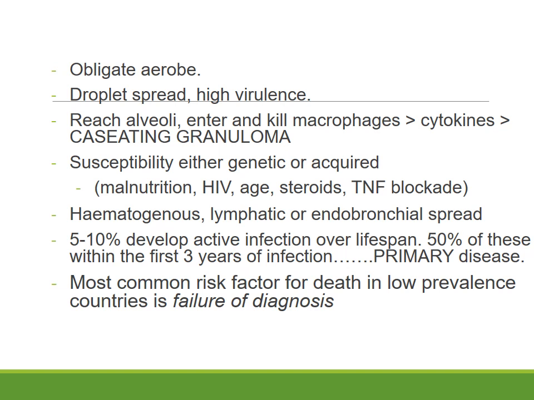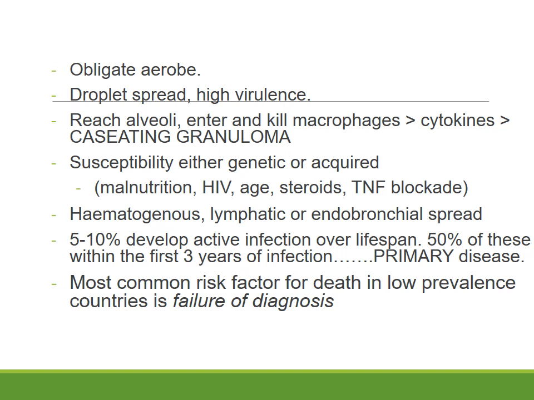It reaches the alveoli, enters and kills macrophages, then cytokines are produced and a caseating granuloma is formed. Susceptibility is either genetic or acquired, for example, malnutrition, HIV, age, steroids, TNF blockade. Now we will talk about the spread. It can be hematogenous, lymphatic or endobronchial spread.